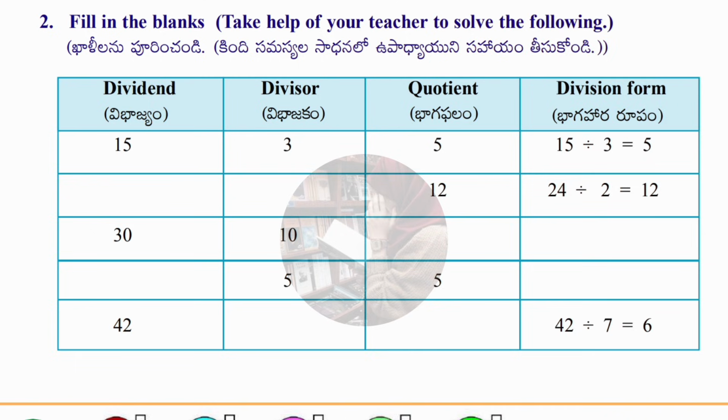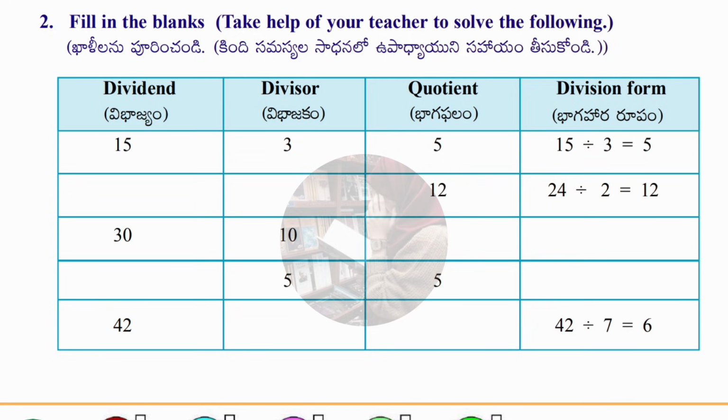Take the help of your teacher to solve the following. Here one table is given. With the help of your particular maths teacher, you have to fill this table. Okay, so here also 4 columns given, same as above. But here we have given first dividend, then divisor, then quotient, and after that the division form. So it's almost the same as the first Roman itself. Okay, let's see this guys.